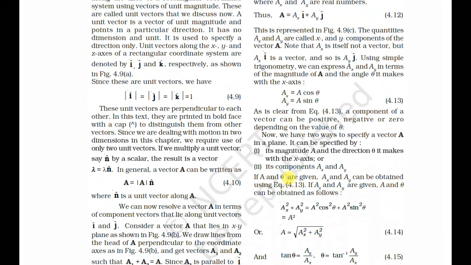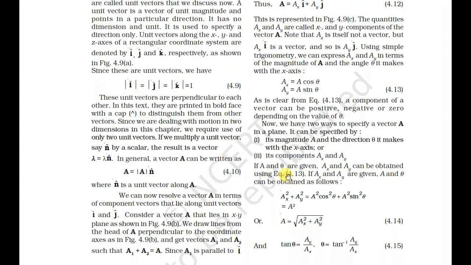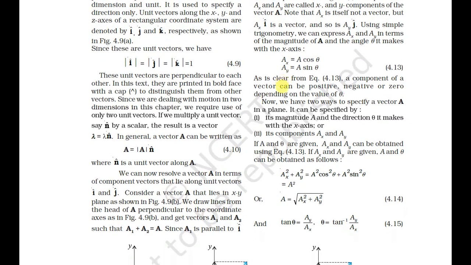Now Ax i cap and Ay j cap are vectors. Using simple trigonometry, we can express Ax and Ay in terms of the magnitude of A and the angle theta it makes with the x axis. So Ax equals A cos theta, and Ay equals A sin theta. It is clear from the equation, due to the Pythagoras theorem, hypotenuse upon adjacent, which we have already discussed in the previous lectures.